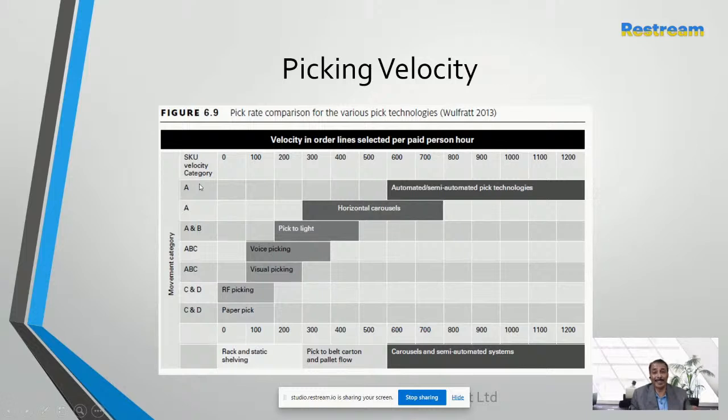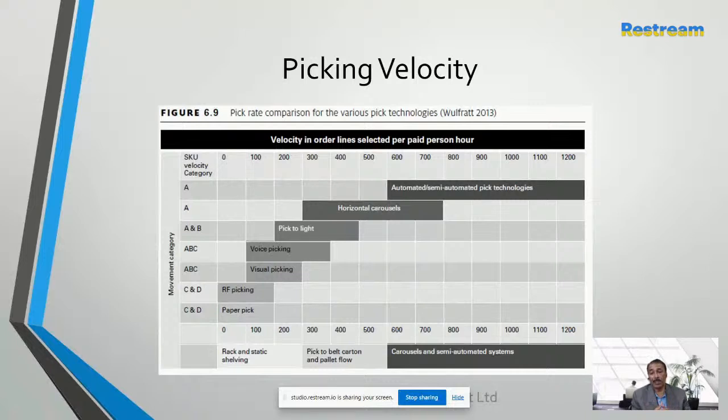Of course, you can see the velocity in order lines selected per paid person per hour. So it is going above 600 pieces, and maybe possible for a similar category you can use horizontal carousels. We have seen what this is in our previous session. And then if you have A and B or ABC, voice picking or visual picking, so you need a particular picking mechanism, considering the velocity required, the speed at which you need to pick this item.